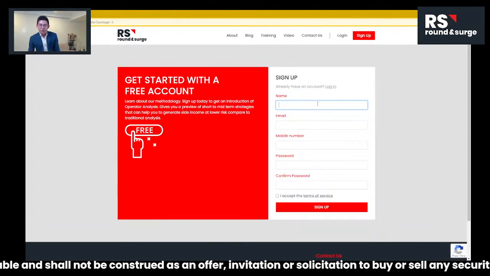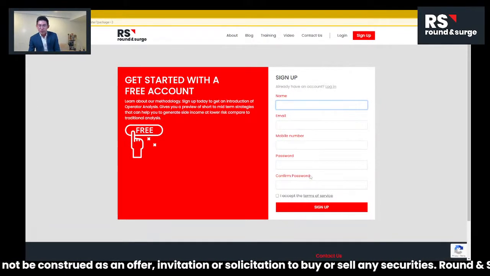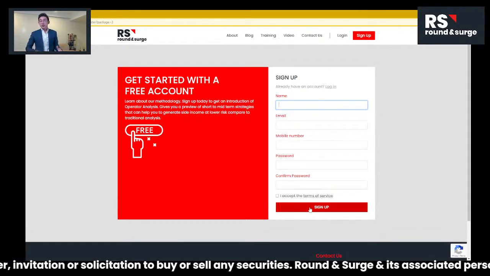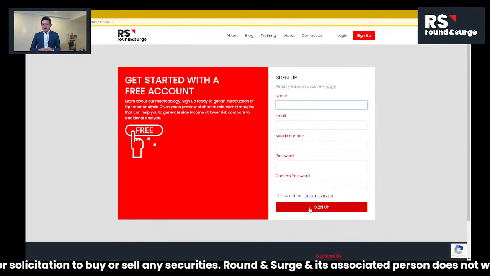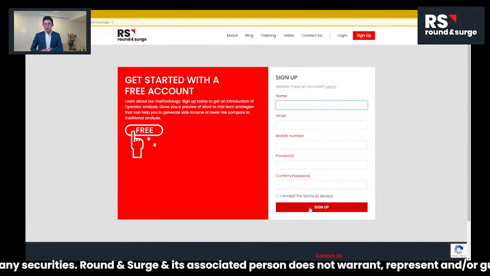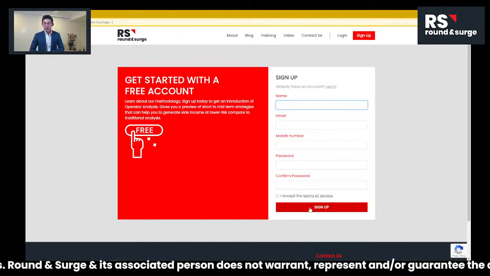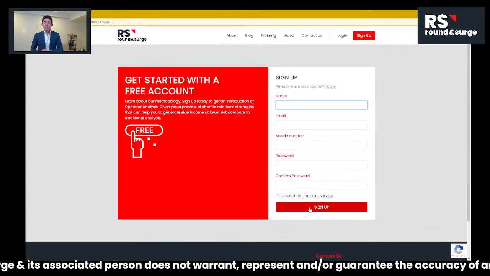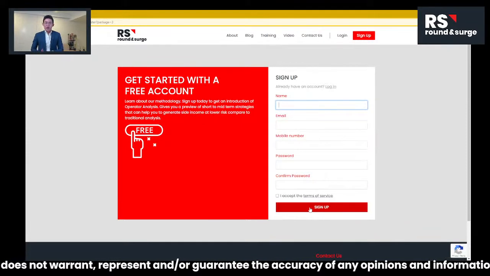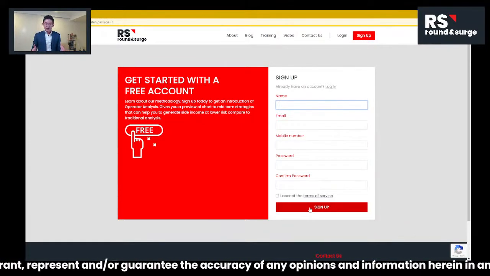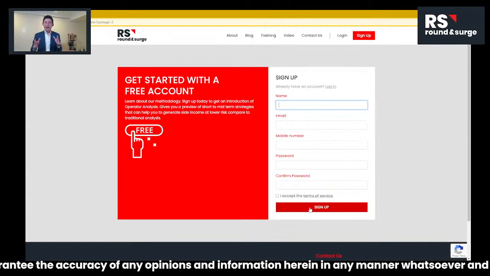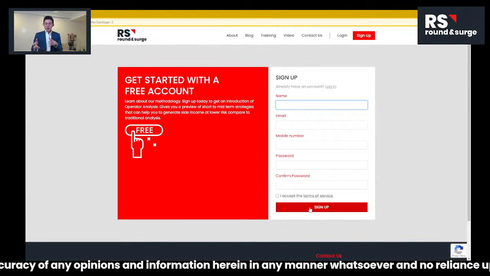Then fill up your name, email, mobile number, password, and then you accept, and then you sign up. Then it will link you to a PayPal website, so you can do a debit card or credit card payment from there. If, let's say, you want to do a bank transfer or online banking transfer, do PM us on our Facebook page, Round and Search official. From there, we share with you the bank account details so you can transfer to it. Once you transfer, do send us the transfer slip. Once you sign up from here, you can have access to the website.